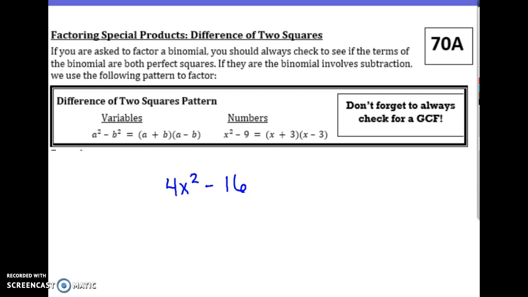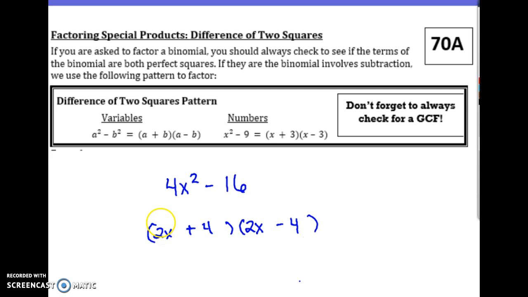Okay, this is a binomial, but if you look at it, the first term, 4x squared, is actually a perfect square because we can take the square root of it and get 2x. So if I took 2x times 2x, I would get 4x squared. Now, because it's subtraction, or the difference of perfect squares, and 16 is also a perfect square, I can simply factor 4x squared minus 16 to be 2x plus 4, and then 2x minus 4.